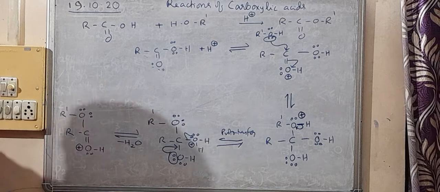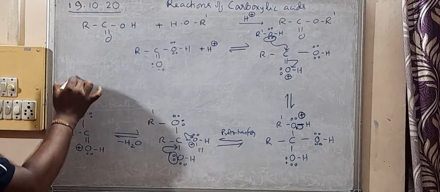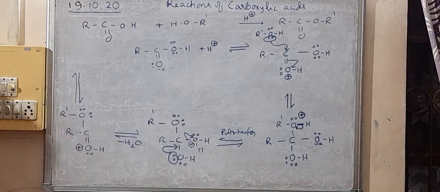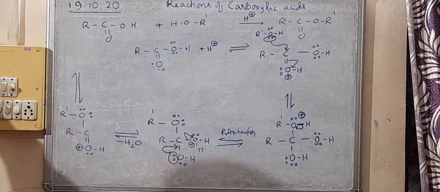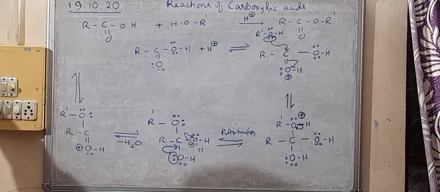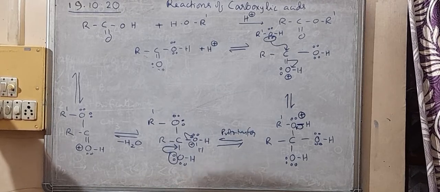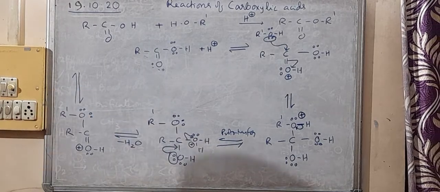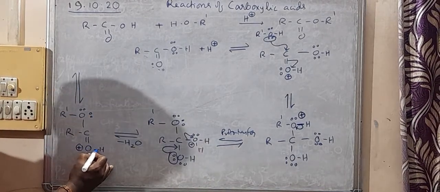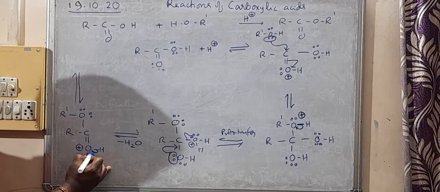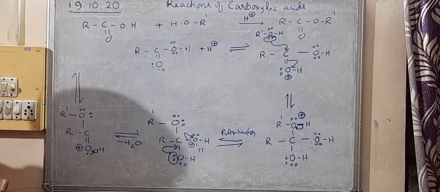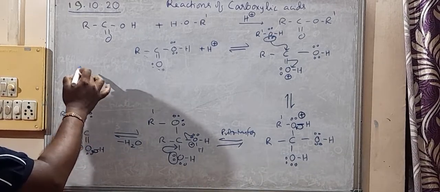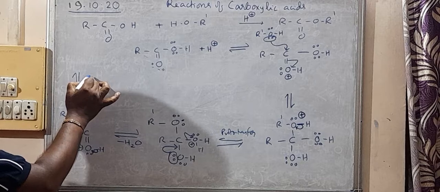The water has come out, and the last step is loss of proton. So loss of proton will take place because this bond electron will come back here, and we have this one R.